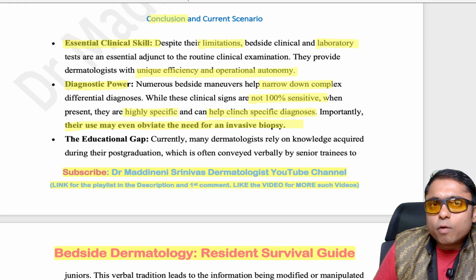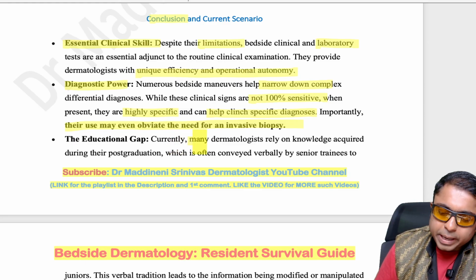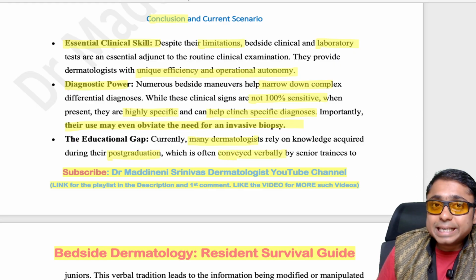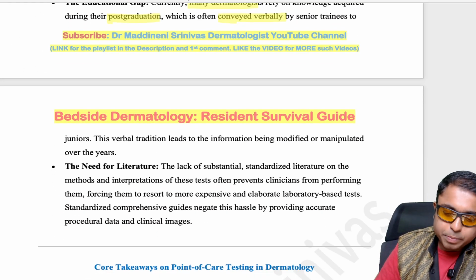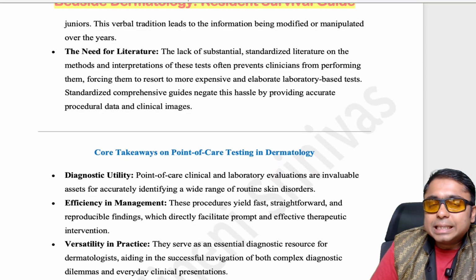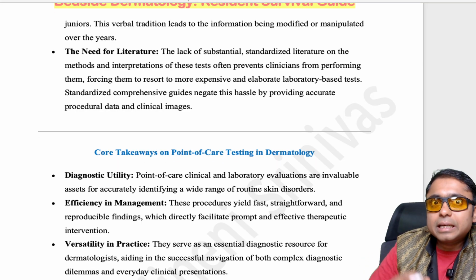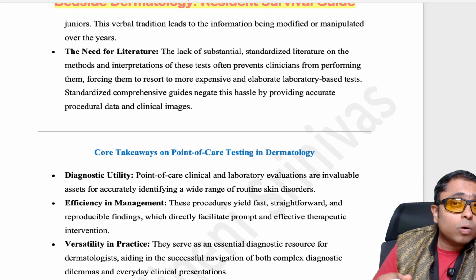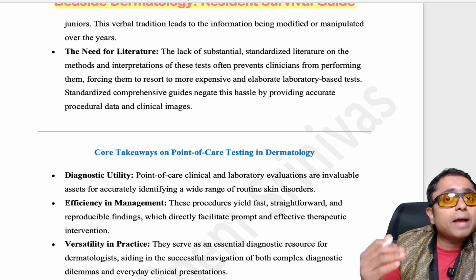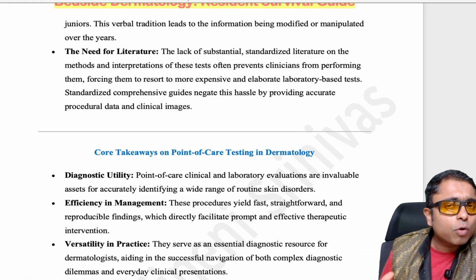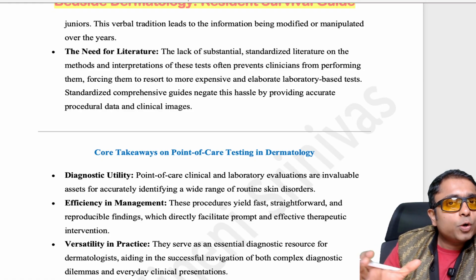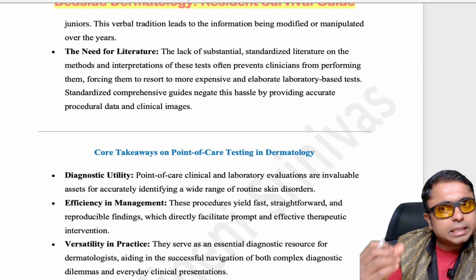The educational gap. Obviously, many dermatologists rely on the knowledge acquired during the post graduation, which is often conveyed verbally by the senior trainers. This is a basic problem which many postgraduates face. So you need to have something in written format, and also in this course I will try to include the PDFs of whatever we have discussed. I will try to provide these PDFs in this course.